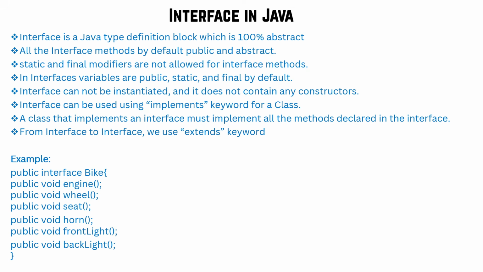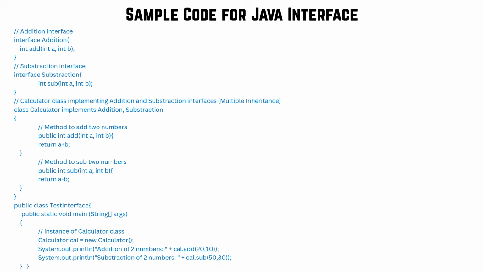Interface is 100% abstraction in nature. There is no need to define the abstract keyword there, but all the methods defined in the interface will be treated as abstract. Static and final modifiers are not allowed in the interface. By default, it will be public and abstract. In case you want to use it in any class, you need to use the implements keyword. Interface to interface is extends, class to class is extends, and class to interface uses the implements keyword. Through interfaces you can implement multiple interfaces in a single class. That is the way multiple inheritance can be established with interfaces.